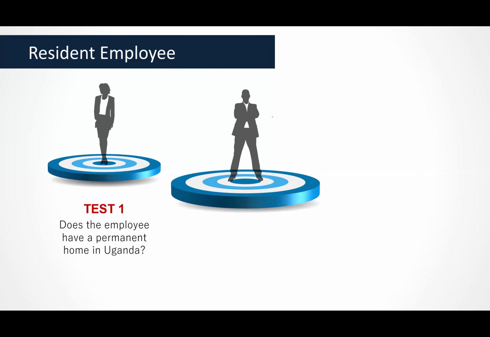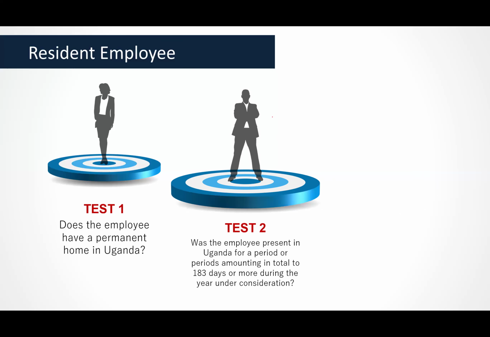Now, if that test fails, you conduct the second test. Was the employee present in Uganda for a period or periods amounting in total to 183 days or more? Meaning that 183 days is inclusive, or more, during the year under consideration. If the answer is yes, of course, how would you know? The clocking. Has the person been clocking in? You look at the attendance, 183 days. Then that is a resident employee. That's it.